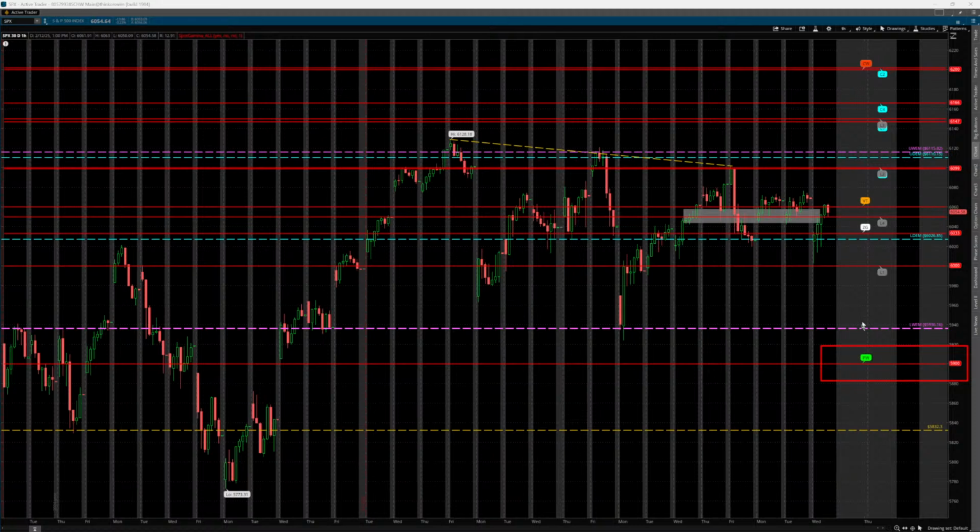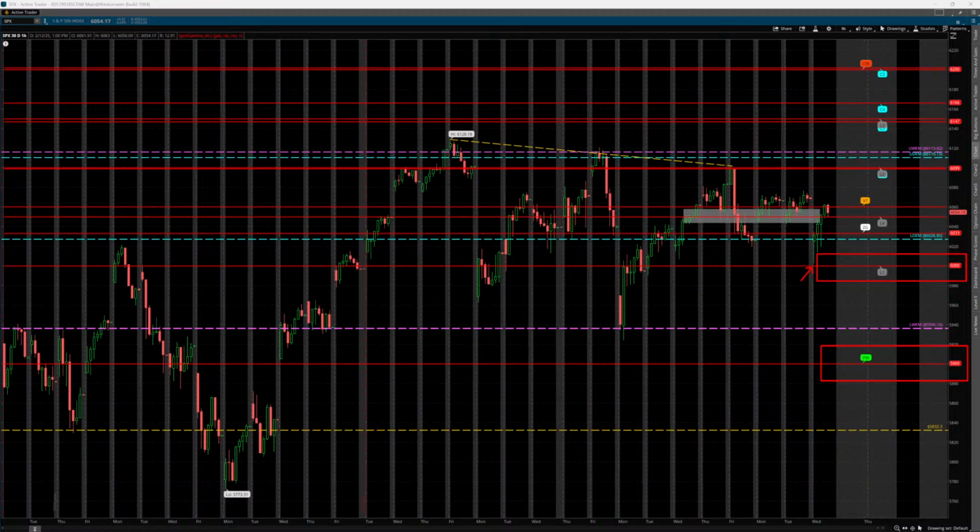The next level up is the 6,000 absolute gamma strike. That's a strike with the largest absolute positive and negative gamma. And note that level did act as support before the cash opened. So this is, of course, SPX only trades during the regular trading hours, but that level did act as support before the regular trading hours.